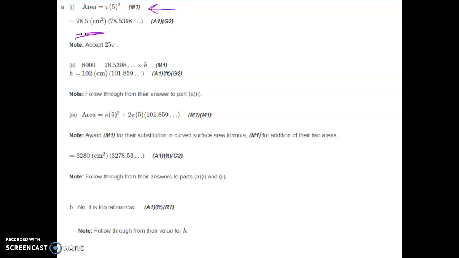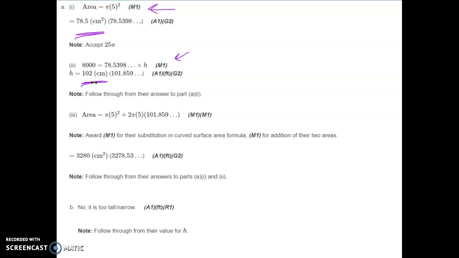Part 2, again, they're going to give you a method point for your correct substitution, and then your final answer point for that correctly rounded answer. All right, and you will get your follow through points there. So if you happen to get part 1 wrong, it'll follow through to part 2.